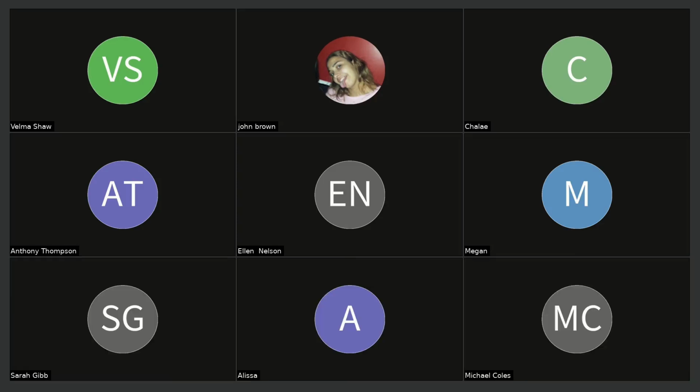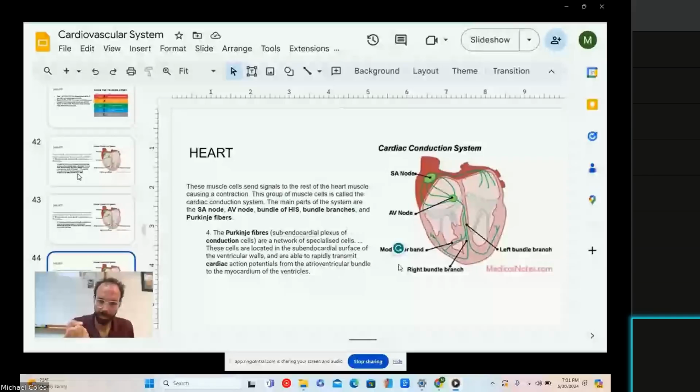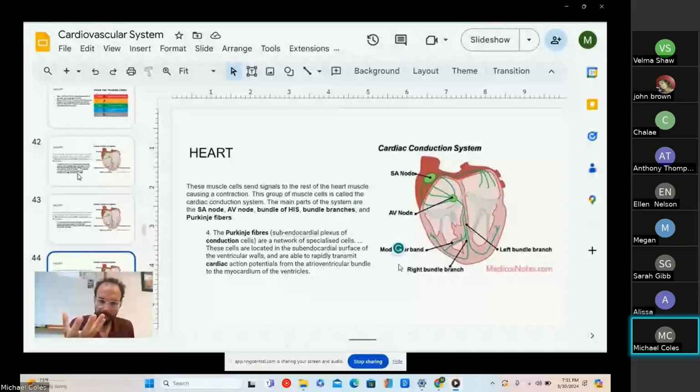the contraction, and it's going to actually squeeze. Once the signal comes down to the Purkinje fibers, this is where that wiring goes to actually help the muscle.